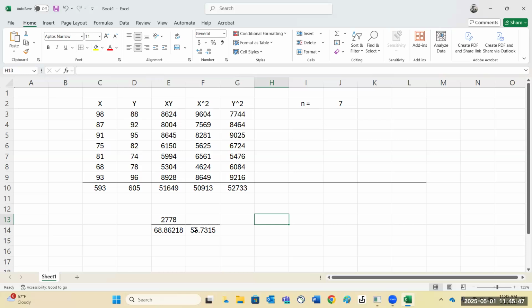Now I multiply these two and do the division. So I have that number divided by this number times this number. 0.854. So there's my R value.